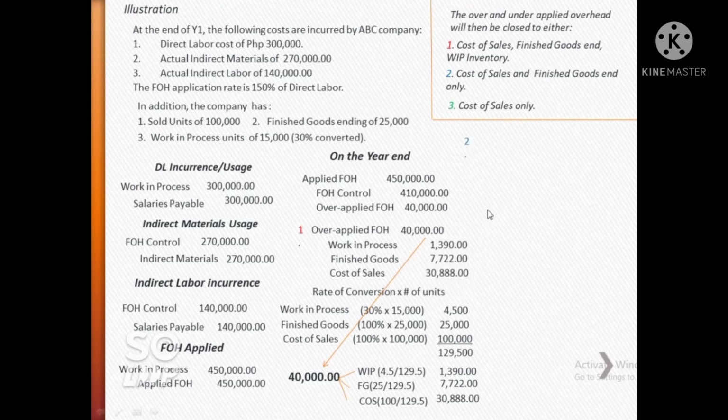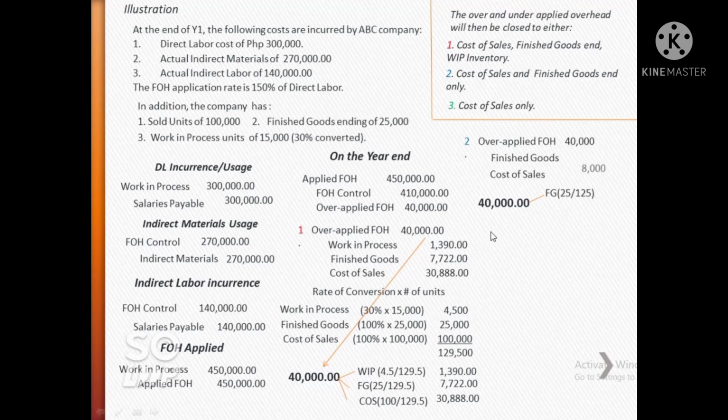Now let's go to method 2. Method 2 is we are going to close the over applied, that is 40,000, to accounts cost of sales and finished goods only. So we need to ignore the work in process. So what will happen? We're going to allocate the 40,000 into the 2. So we're going to use the 25 over 125. The 25 is coming from here, and the 125 is the sum of the 25,000 and the 100,000, because again we're going to ignore the 4.5, which is the work in process.